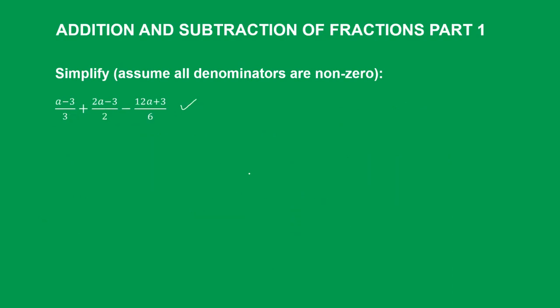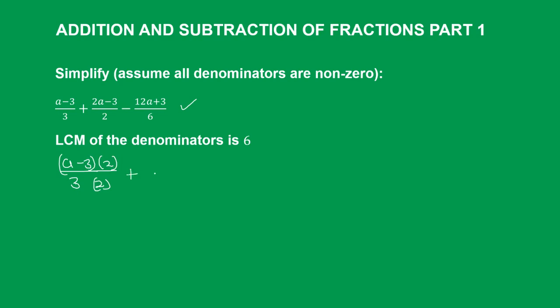And then let's try this one. The LCM of the denominators, or the LCD, is 6. So we have a minus 3 over 3. To make the denominator 6, we have to multiply by 2 and also multiply the numerator by 2. Then plus 2a minus 3 over 2. We multiply the denominator by 3 to make it 6 and also multiply the numerator by 3. Then minus 12a plus 3 divided by 6. The denominator is already 6, so we leave it like that.